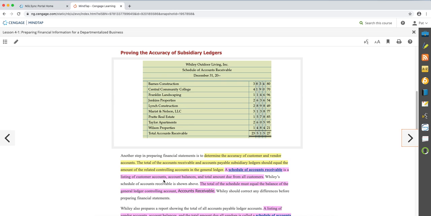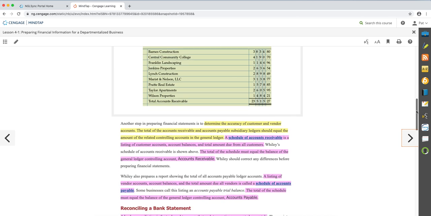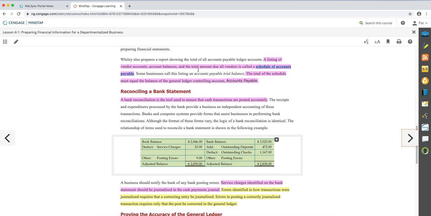So the definition here, again, is listing the customer account balances and the totals from all their customers. Again, the schedule of accounts receivable should equal the controlling account, accounts receivable balance, in the general ledger. This is just talking about the exact schedule of accounts payable. It's the exact same thing, just with vendor account balances that we owe money to. The schedule of accounts payable should equal the general ledger accounts payable account. That is the controlling account for the schedule of accounts payable.